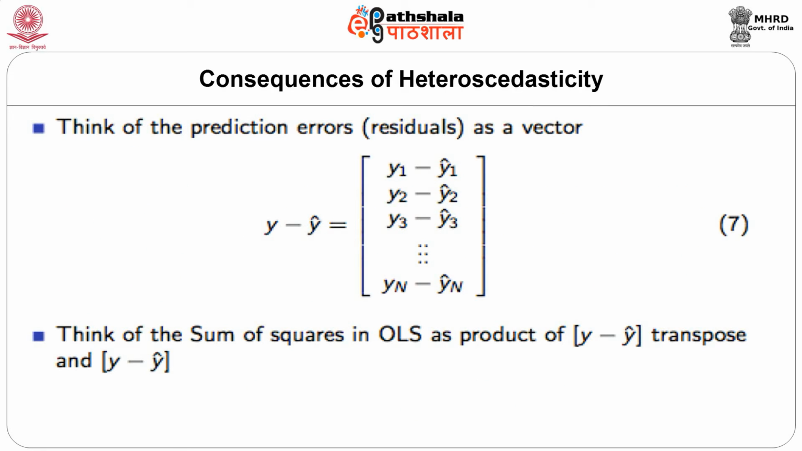Now, let us look at the matrix view of this consequence. If we think of the prediction errors, which are yi minus yi hat, as a vector, then we have a vector of order n by 1 written as y1 minus y1 hat, y2 minus y2 hat, to yn minus yn hat. If we think of the sum of squares in OLS as the product of yi minus yi hat prime and yi minus yi hat, then the sum of square of residual can be written as yi minus yi hat prime times yi minus yi hat.